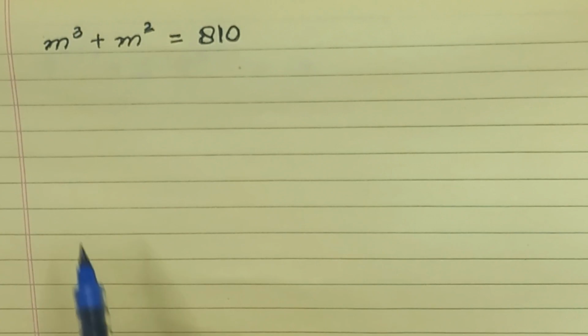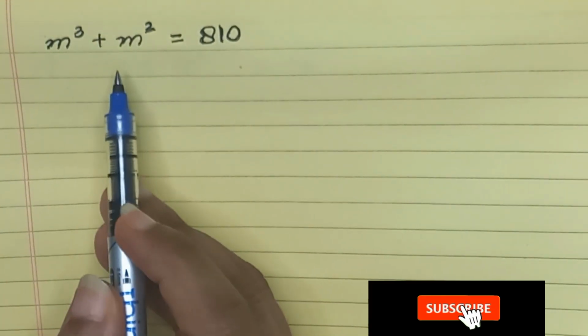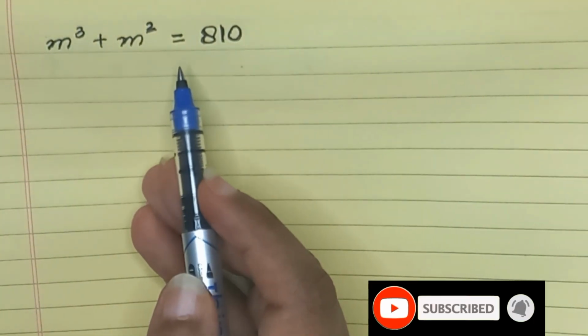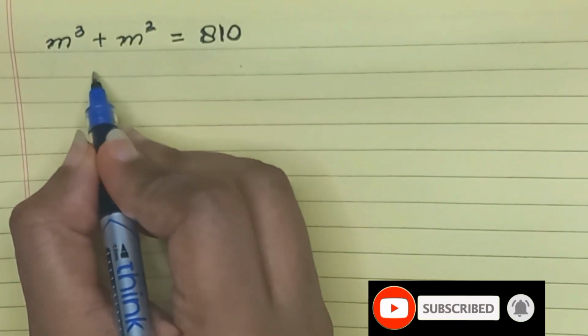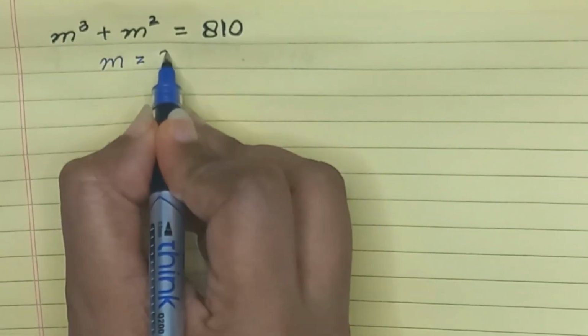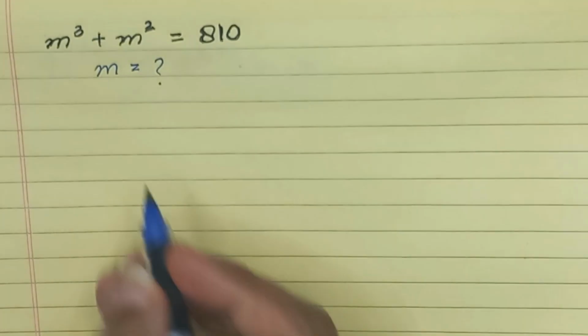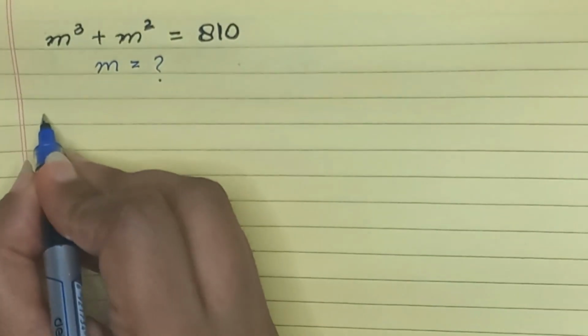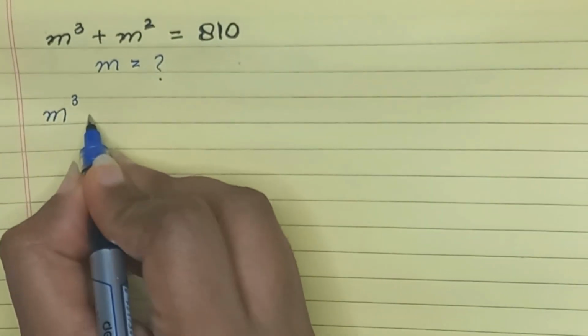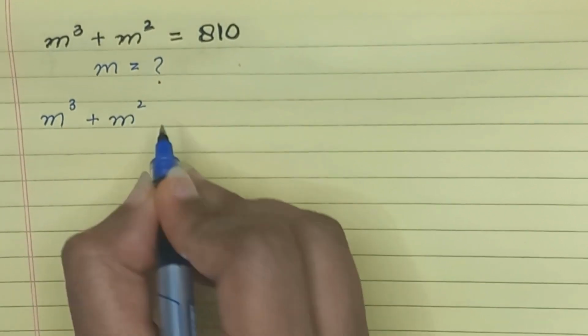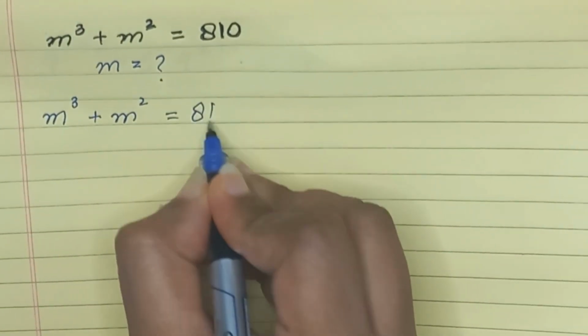Today I am here with a new question, which is m cube plus m square equals 810, and we have to find the value of m. So let's start. We have the question m cube plus m square which is equal to 810.